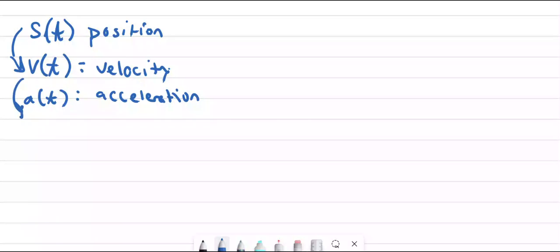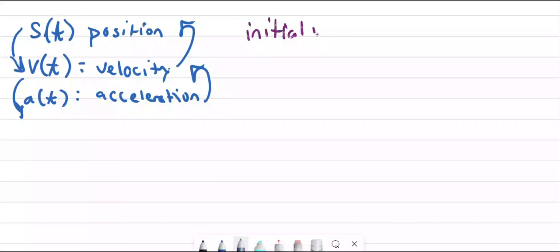All right, now that we have antiderivatives, right, derivatives take us in this direction. Now that we have antiderivatives, we can go backwards up the chain. If we knew acceleration, we could figure out velocity, and if we knew velocity, we could figure out position, or you could just keep going. So there'll be questions where they give you one of these, and they want you to go back up the chain.